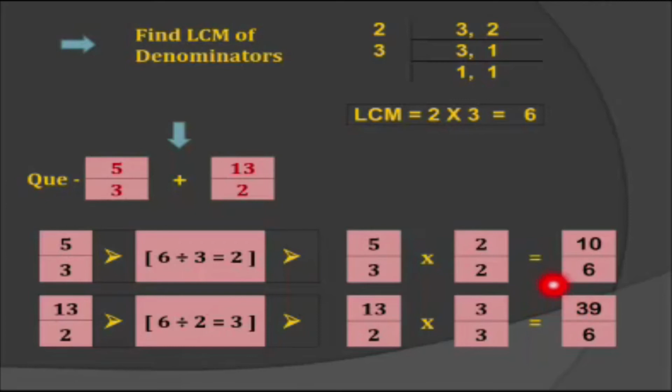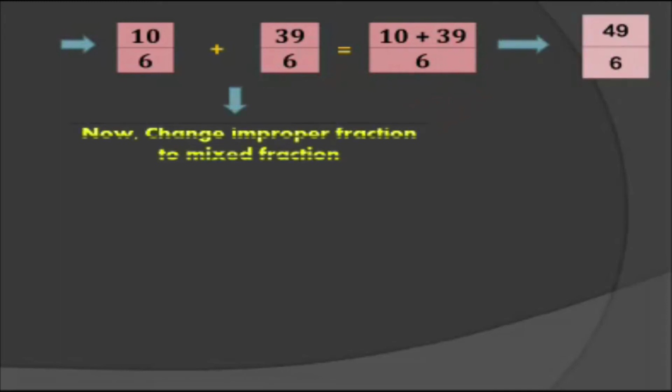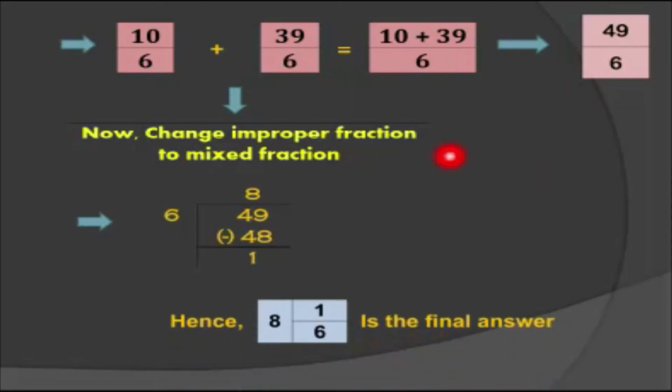So here we can see the denominators are same, so we need to add only the numerators, that is 10 and 39. So 10 plus 39 is equal to 49, 49 by 6. So we can see that 49 by 6 is an improper fraction. Now we can change this into a mixed fraction. So we will divide 49 by 6. So 6 8s are 48 and 49 minus 48 is equal to 1.